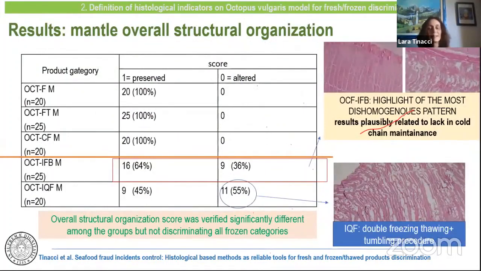Quickly running to the results. First of all, about the overall structure organization of the mantle, differently from what happened in the Molluscus, the overall structural organization didn't allow us to divide clearly all the frozen categories from the fresh categories. These are the fresh, tumble, fresh, and this is the domestic frozen that preserved the same overall structural organization of the fresh tissue.